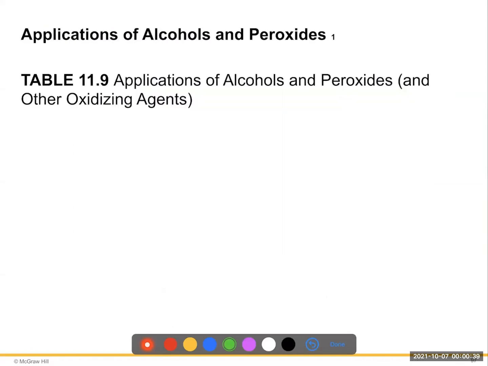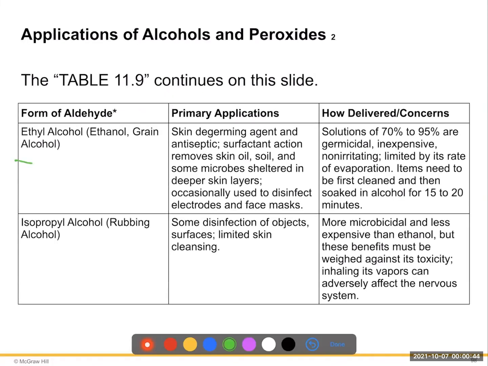Okay, so application of alcohols and peroxides. Ethyl alcohol is what we drink. That's your vodka, your bourbon, your gin. That's all ethyl alcohol. Beer, all that you drink is ethyl alcohol. The only thing different is the percentages. If it's 5%, it's beer. Wines vary from 3 to 12%. Bourbons go up to 40, 50%. The higher the drink, sometimes, the more alcohol content there is.